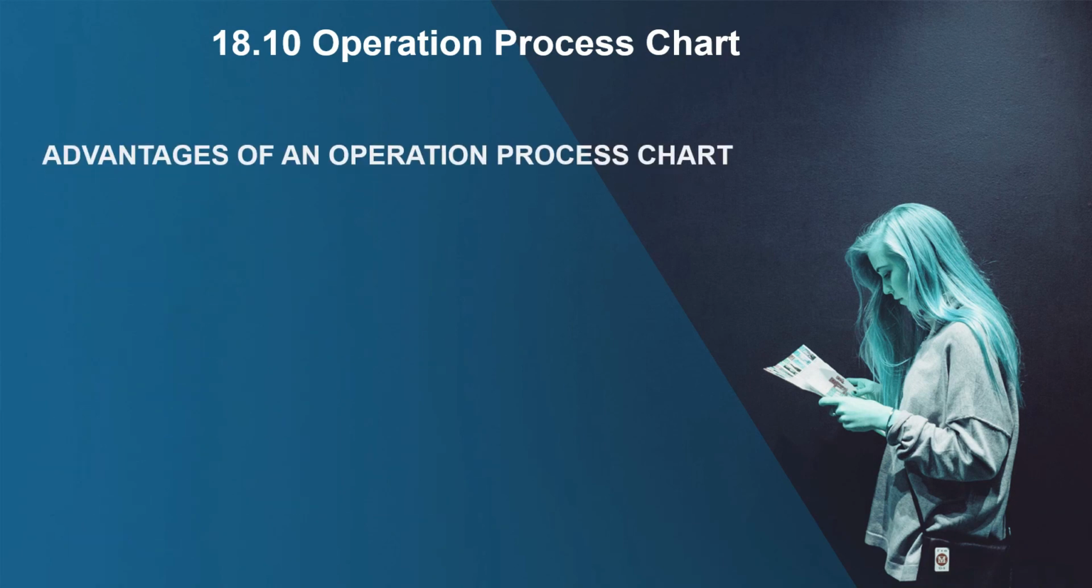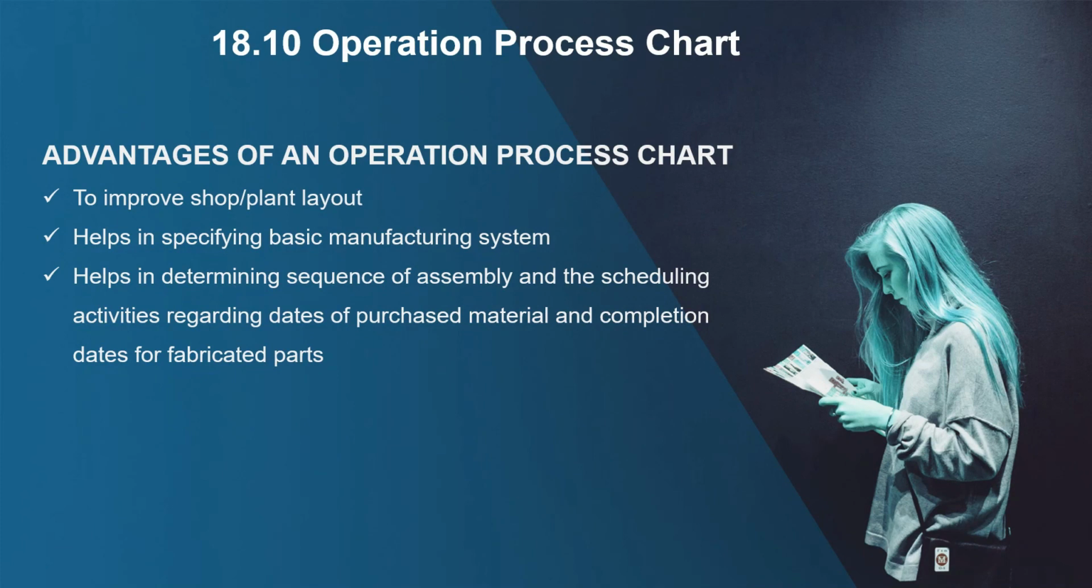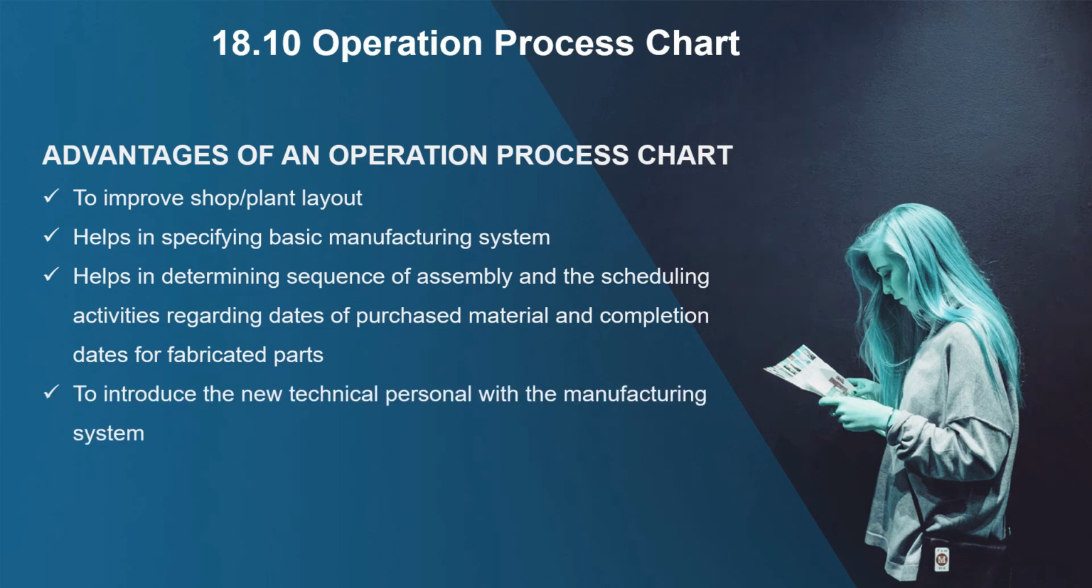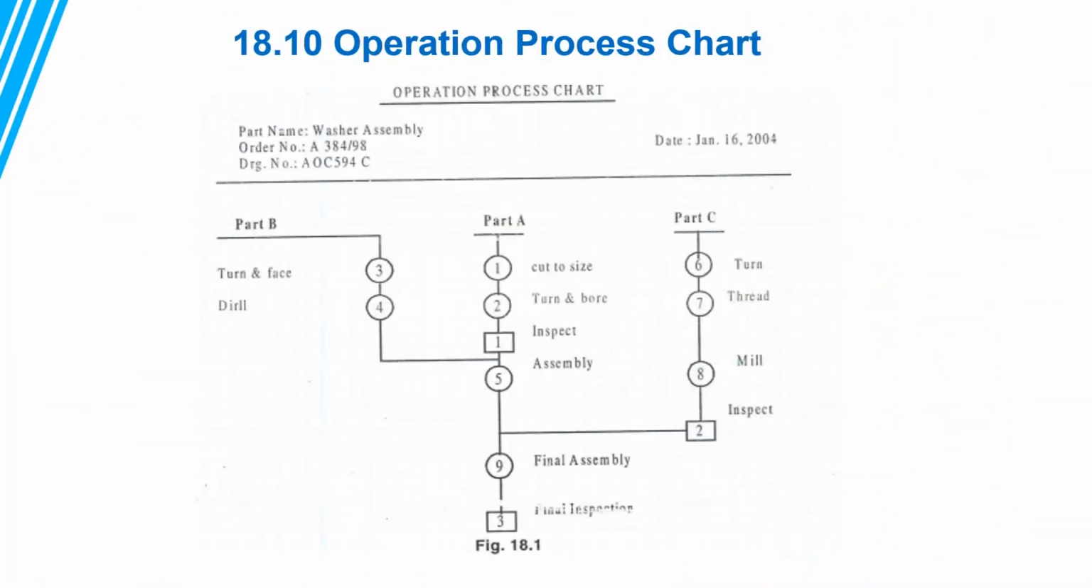An operation process chart has the following advantages: it helps to improve shop or plant layout, helps in specifying the basic manufacturing system, helps in determining the sequence of assembly and scheduling activities regarding dates of purchase of material and completion dates for fabricated parts, and helps to introduce new technical persons to the manufacturing system. This is an example of an operation process chart. The processing of material and various activities are shown vertically, and the entry or purchase of material by horizontal lines, as shown in the figure.